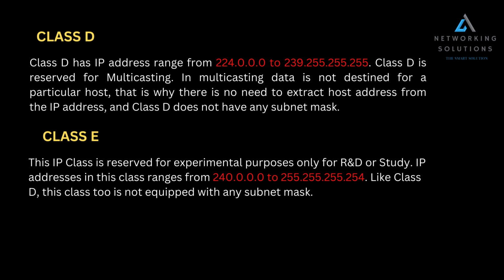IP addresses in this class range from 240.0.0.0 to 255.255.255.254. Like Class D, this Class E is not equipped with any subnet mask.